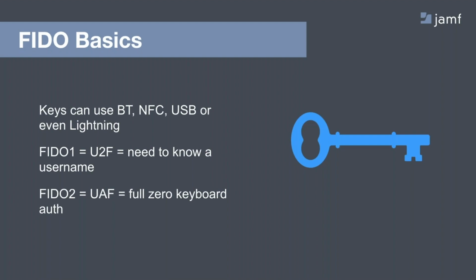So as a quick primer, FIDO 1, which was the original protocol, had something called U2F, or Universal Second Factor, which was the idea that it could be used as a second factor for any sign-in. But you still needed to know a username. So not bad, but the user might have to type in a username as they go through this process. FIDO 2, Universal Any Factor, that's UAF, and you can actually do full zero keyboard auth, and we're going to show that here very quickly as we sign in to some identity providers using a FIDO key.